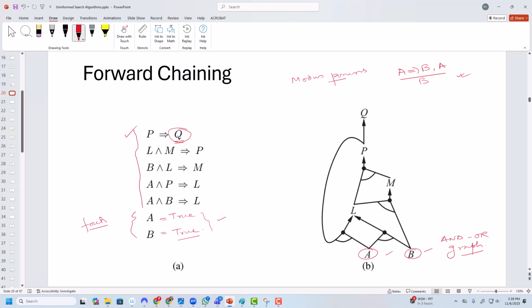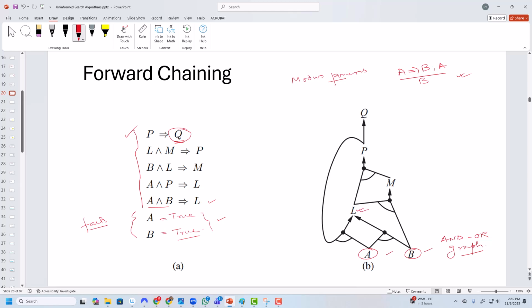Then we see, is there any rule I can apply directly on that? Yes, if A and B are true, then A and B implies L. It's a simple if-then rule, and since A and B are true, L is true. So now L is true. Others have not yet been verified.